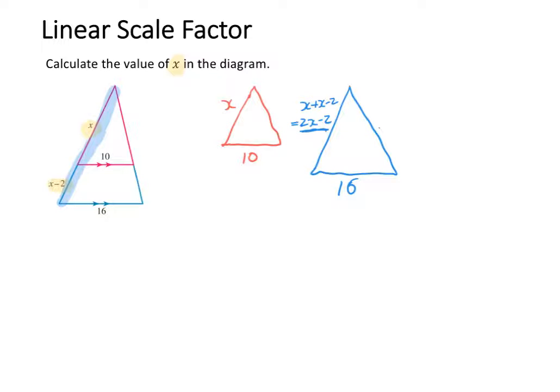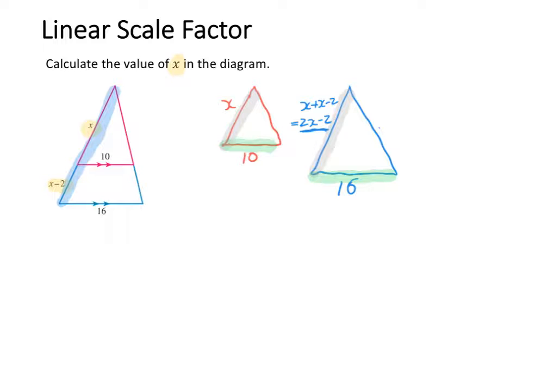So to be able to work out a value for x, I need to identify what are my corresponding sides. And my corresponding sides, the first one is the two bases. So that is a side of 10 and a side of 16, which are corresponding, and the side of x and a side of 2x minus 2. Those two corresponding sides can be used to calculate the value of x.